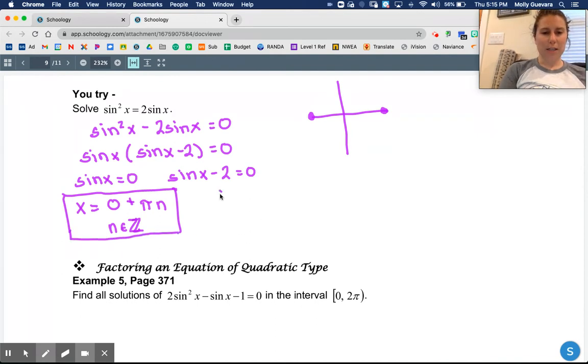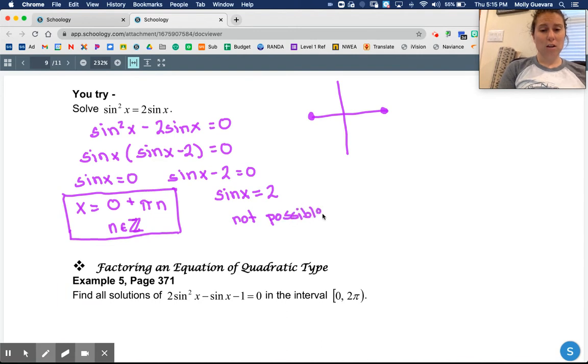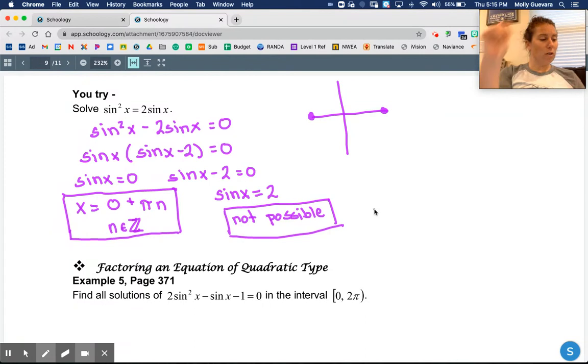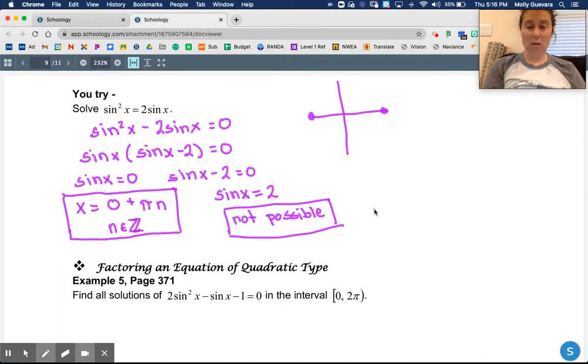Okay, for the second one, I'm going to do sine of x equals 2. When is the coordinate of sine ever 2? It's never, so this one is also not possible. So these are just all different types of problems that you will see. You just have to be able to recognize, oh, it has a greatest common factor, or oh, it's just an equation I can solve, or oh, I have to factor it, or whatever. This is just exposing you to multiple types of problems.